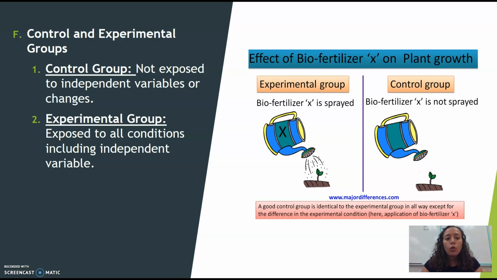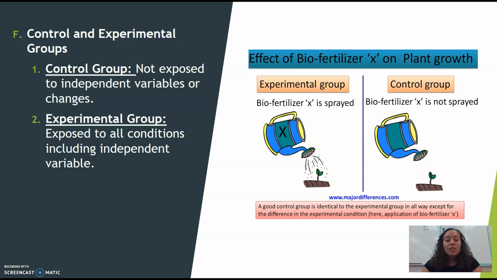Okay. Control and experimental group. So your control group is not exposed to anything. So you always want to have a control group because how would you know if it worked or not? So you'd have one control group, no fertilizer, right? So one control group would have no fertilizer in it at all. You would just add the same amount of water, and everything else will be controlled, right? So how much sun, everything will be the same. And then you would have your experimental group. Your experimental group would be exposed to all conditions, including the independent variable. So the fertilizer. Your experimental group, you would have fertilizer, control group, you wouldn't.